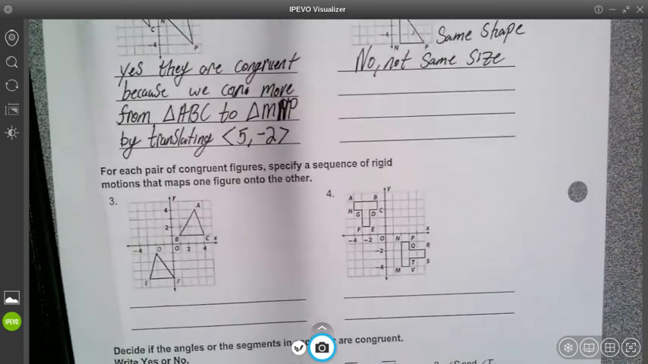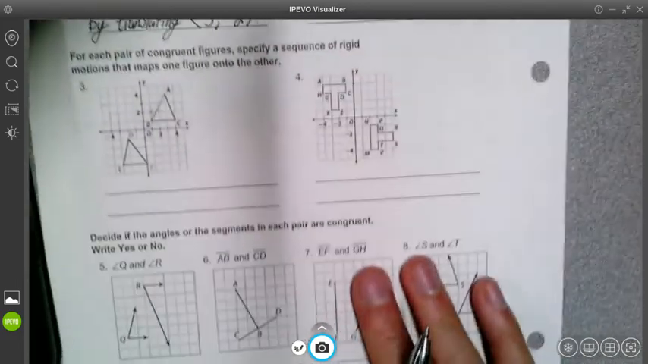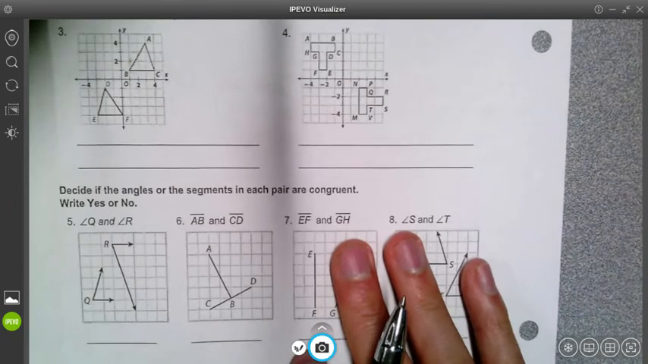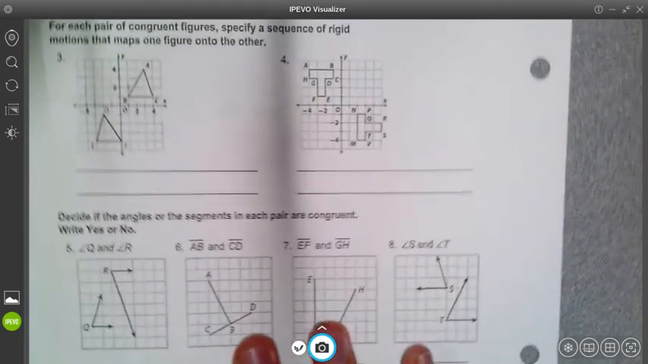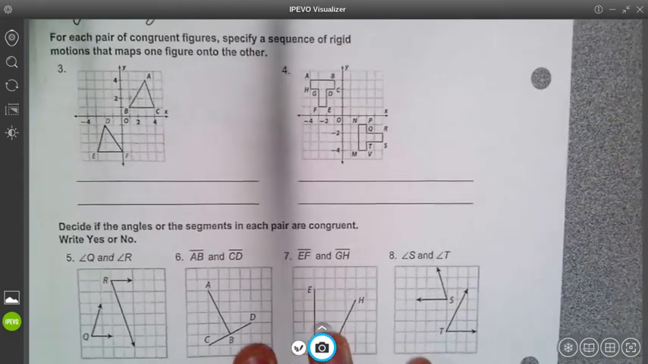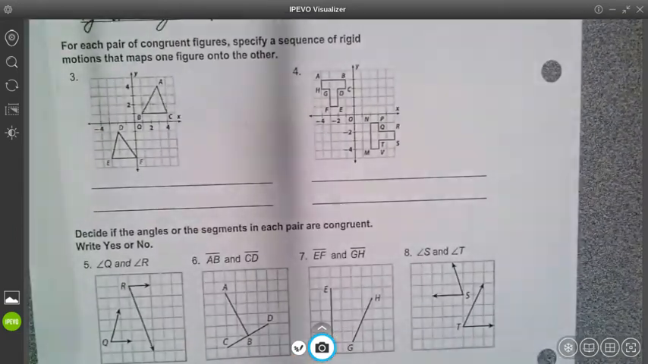Let's take a look at a couple more here. Go ahead and pause the video and try problems 3 and 4. It says, for each pair of congruent figures, specify a sequence of rigid motions that maps one figure to the other. So we are looking for a couple different transformations here.